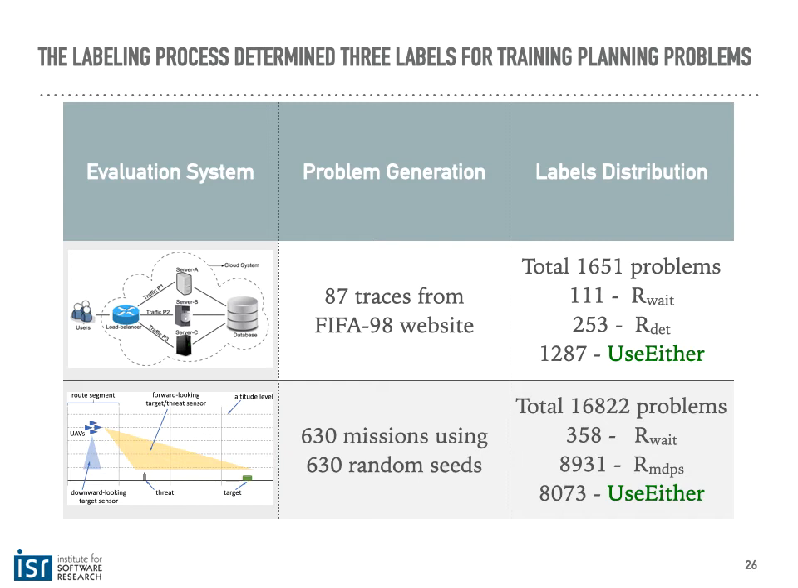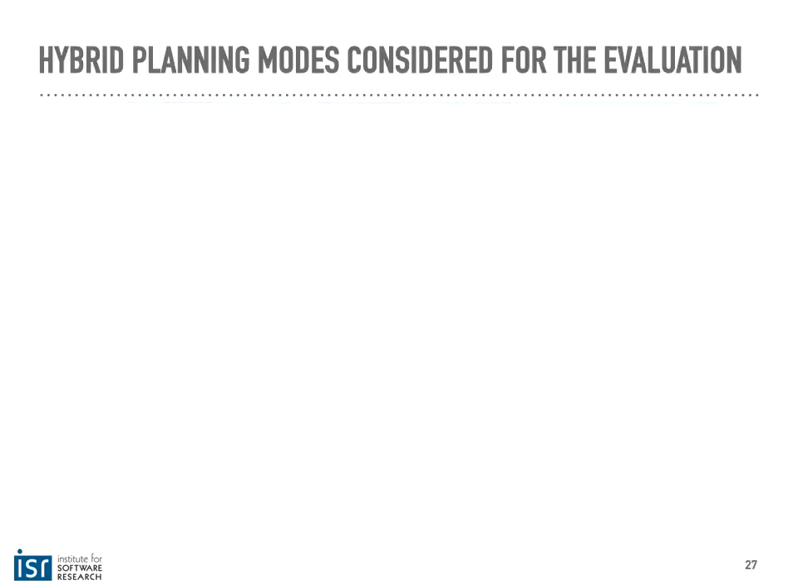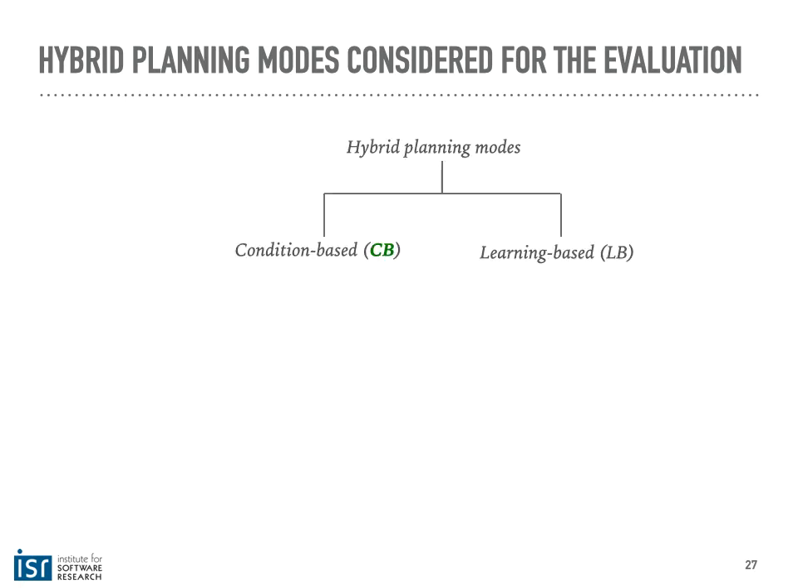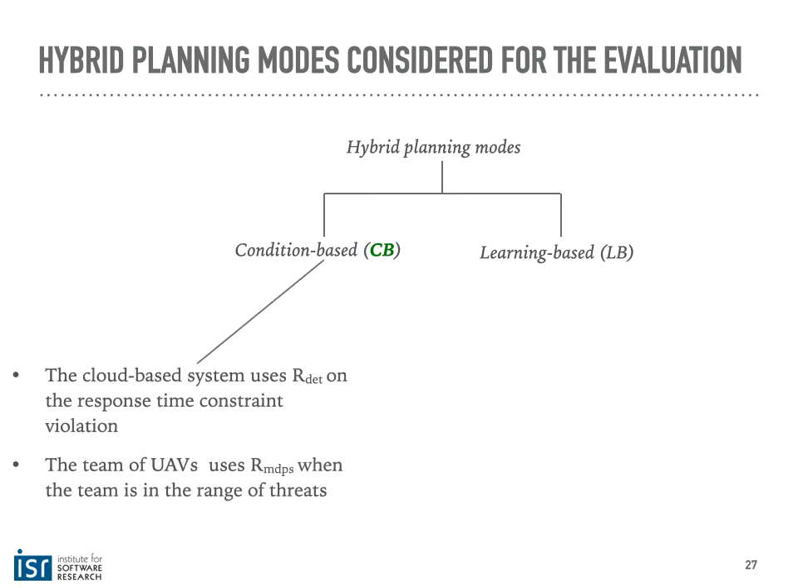For the UAV team, we used 630 different missions to generate planning problems, which were labeled in the same three categories as the cloud-based system. For evaluation, in the hybrid planning mode, we have two broad categories, the condition-based and the learning-based hybrid planning. In the condition-based hybrid planning, for the cloud-based system, deterministic planning is used when response time goes above the threshold. For the UAV team, the short horizon MDP planning is used when the UAVs are in the range of threats on the ground. Learning-based hybrid planning has two modes.